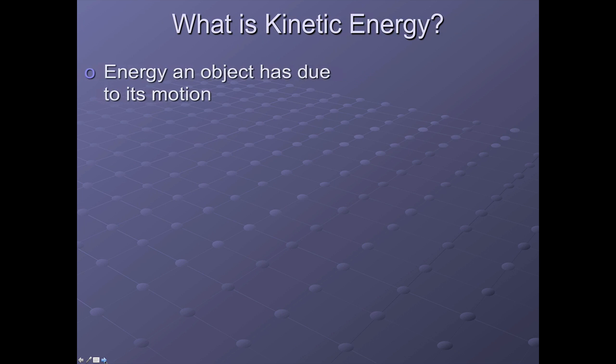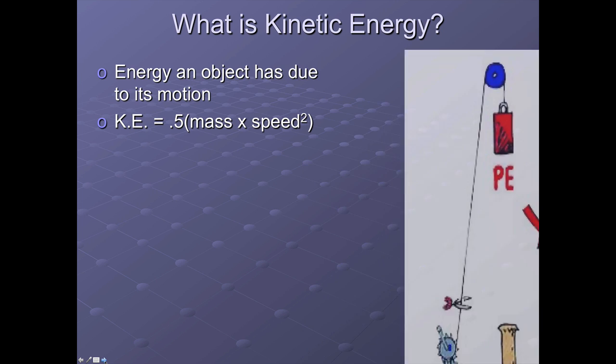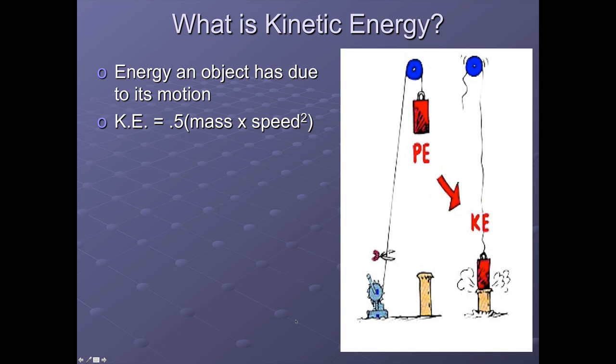Kinetic energy is easy. It's energy of an object due to its motion. Up here, we have the potential energy. It's not moving, but as soon as this string is cut, that energy is released, its potential is released, and it drops down. As it's moving down, it's creating kinetic energy.